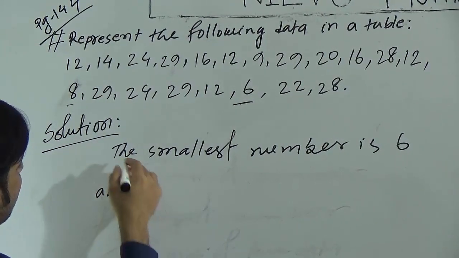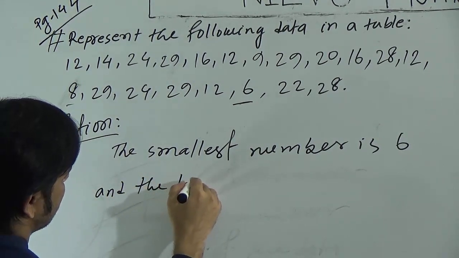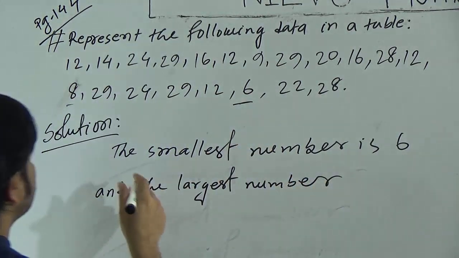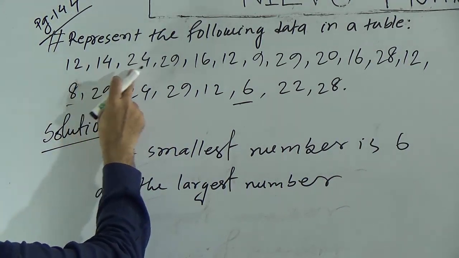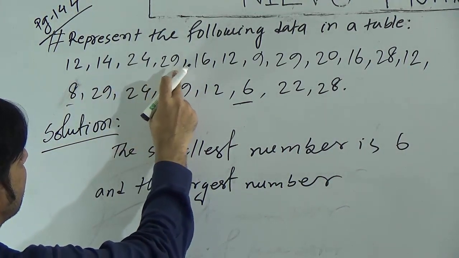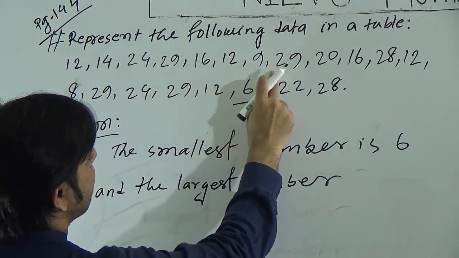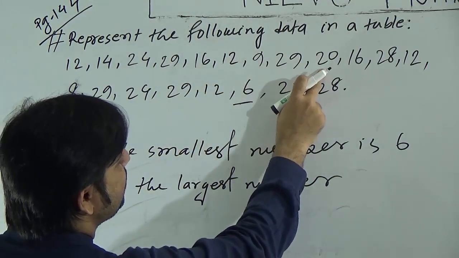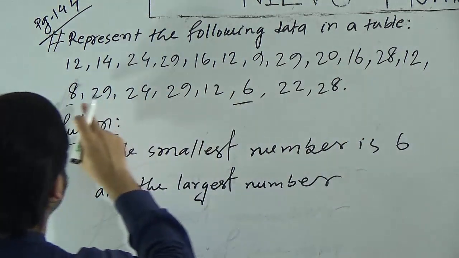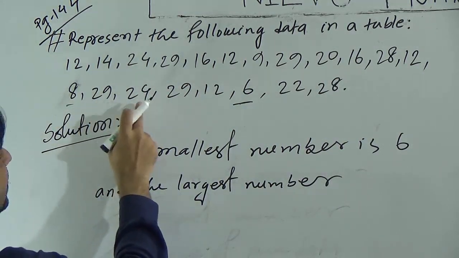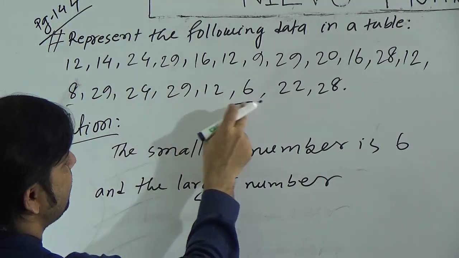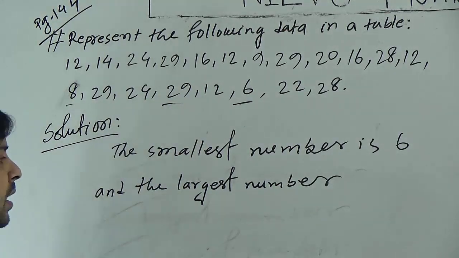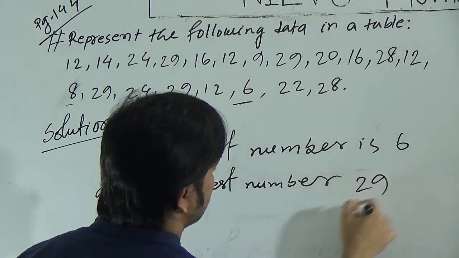And now we have to find the largest number. What will be the largest number, dear students? Observe here, 12, 14, 24, 29. 29 is the largest. Then we have to see whether any number in the data is larger than 29 or not. 29, 16, 12, 9, 29 again, 20, 16, 28, 12, 8, 29. Here is also again 29, 24, 29, again 29, 12, 6, 22, 28. So you can say 29 is the largest number. So you can write here 29.